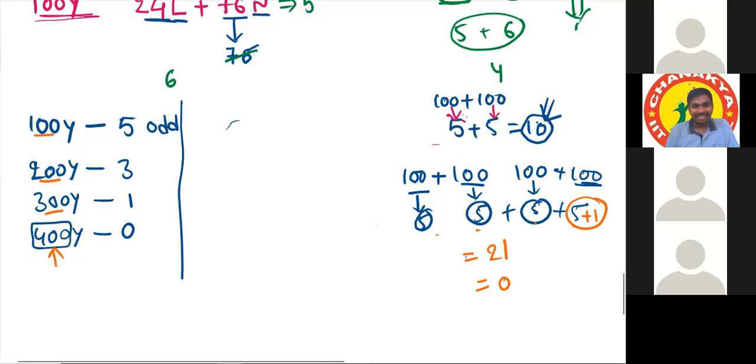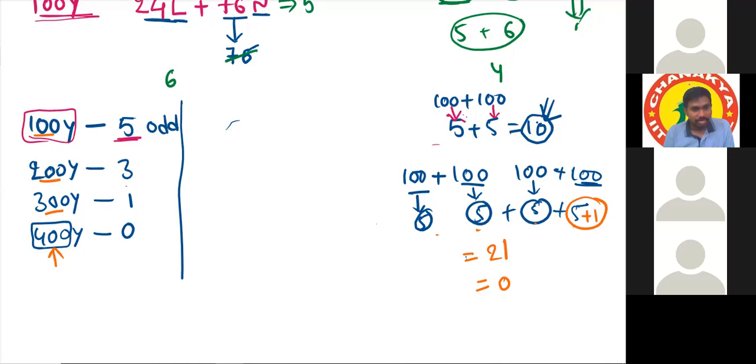Yes, 24 leap years and 5 odd days, this is already calculated. 100 years is 5. So 200 years means 100 plus 100, which means 5 plus 5. 5 plus 5 is 10, and 10 means it is 3 only. Yes, sir. Understood.